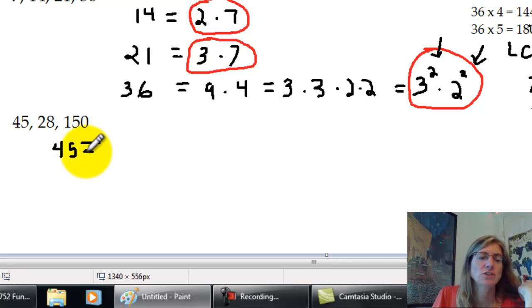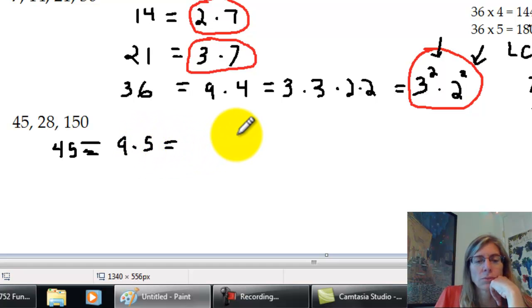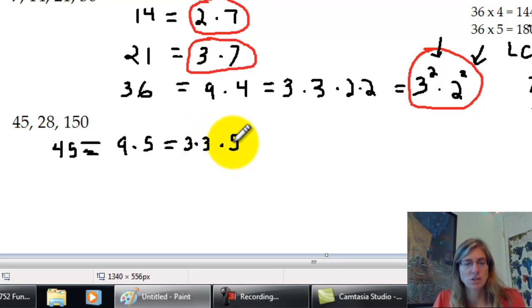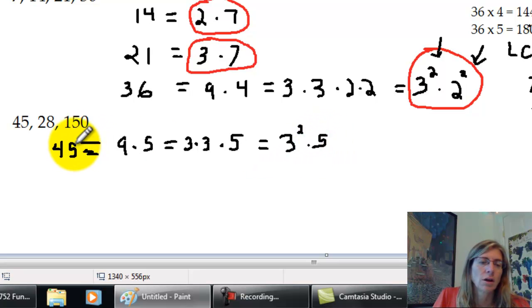The prime factorization of 45 is 9 times 5. Well, we're not done yet. 9 times 5 is 45. 5 is a prime number, so we'll keep that one. 3 times 3 is 9, so we break that apart. Now we have the prime factorization, and we're going to put it in exponent form: 3 squared times 5. And that's our prime factorization of 45, and I'll circle that.